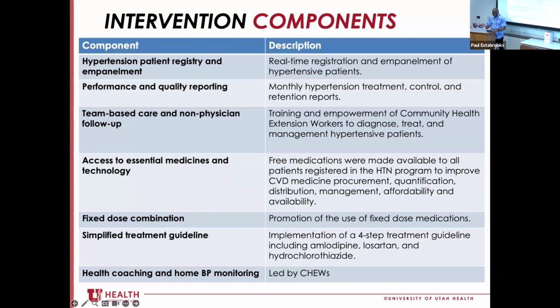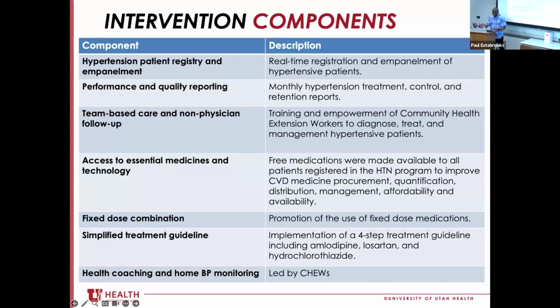So the next one is access to essential medicines and technology. So we provided free medications to all the patients for some period, and then we transitioned to something else called the Drug Revolving Fund. I'm going to explain that later on. And the next one is fixed dose combination. So we encouraged promotion of the use of fixed dose combination, and the reason is this is one of the strategies that actually improves hypertension control.